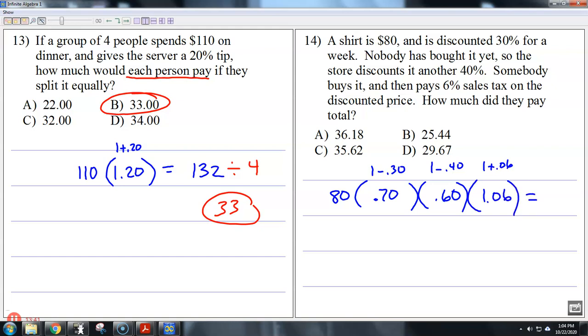I'll make my calculator do the work. 80 times 0.7 times 0.6 times 1.06. Wow, pretty nice discount. You're actually spending, looks like it'd be $35.62 if I round it. Correct answer, C.